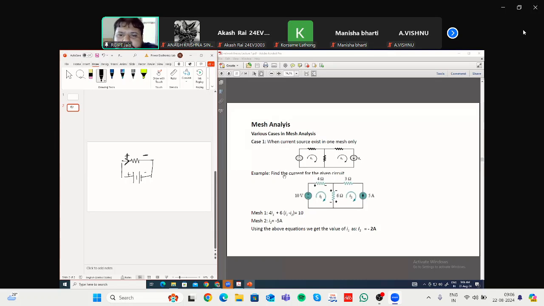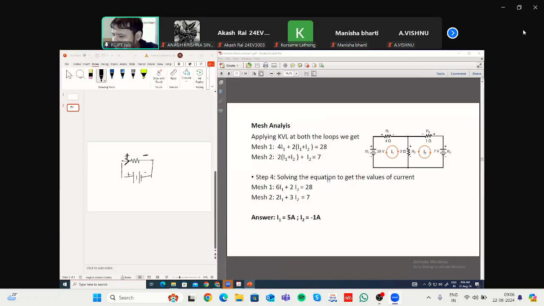So here you have assigned some I1 current in the clockwise direction. The same I1 current was flowing.